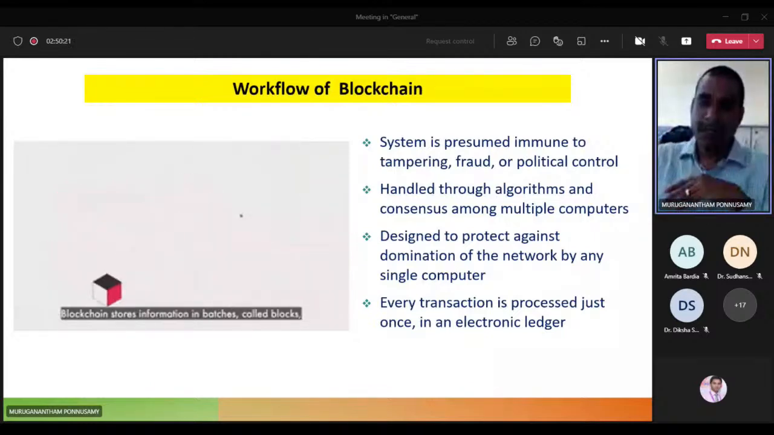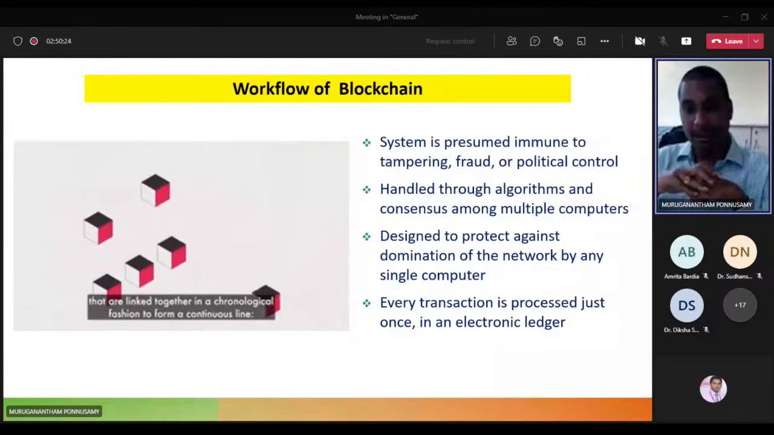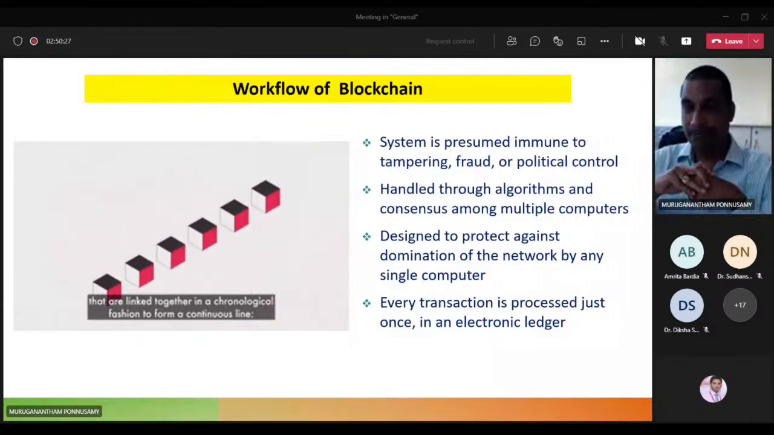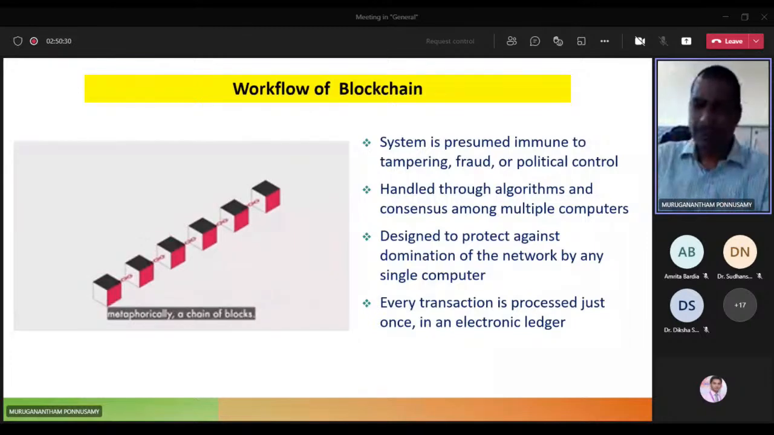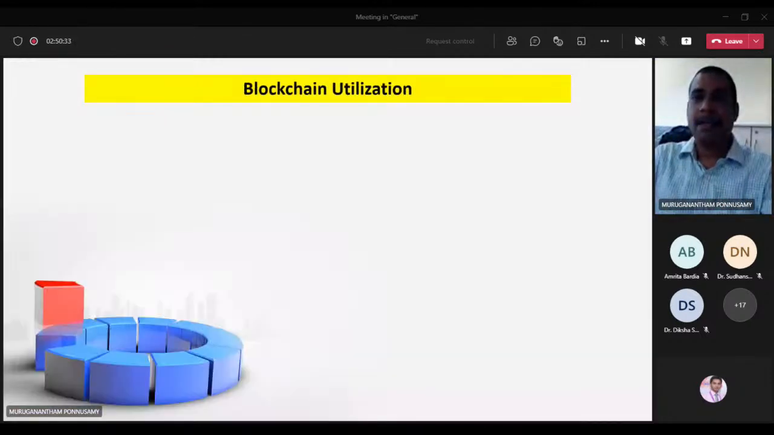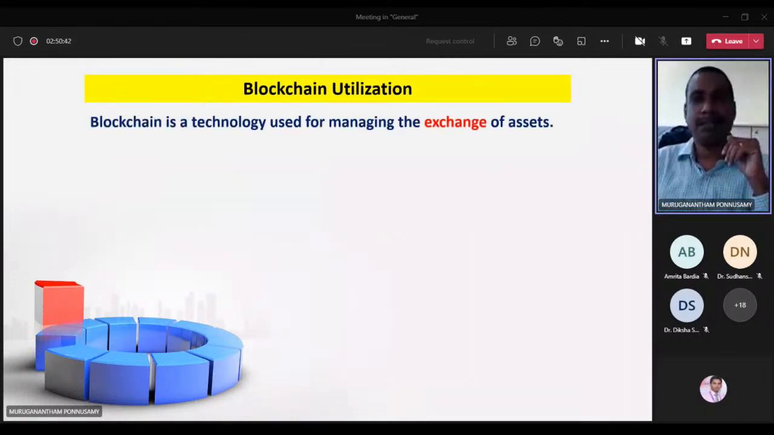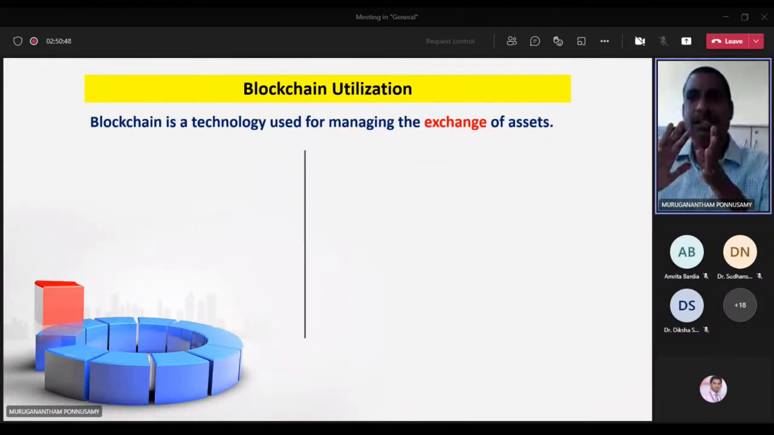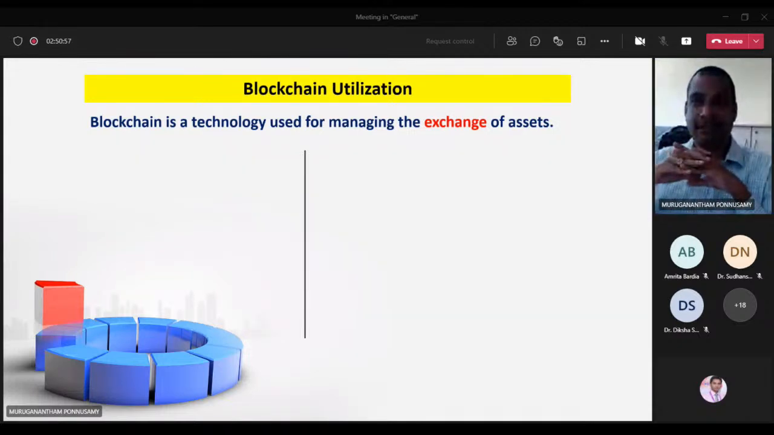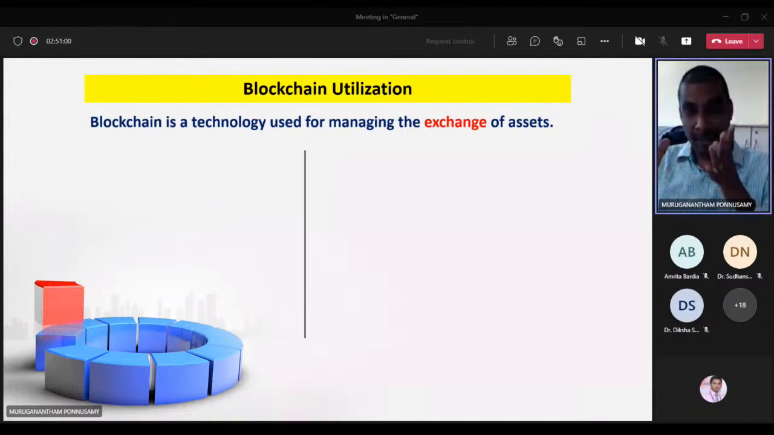Being management persons, there is no need of going into technical depth, since not all are interested. If you are interested, then we can have some other sessions. How can we utilize it? What can we utilize it for? What is the purpose? As I said earlier, if you want to exchange something between one party and another, if you want to manage the exchange of assets, whether movable or immovable, depending upon the nature.